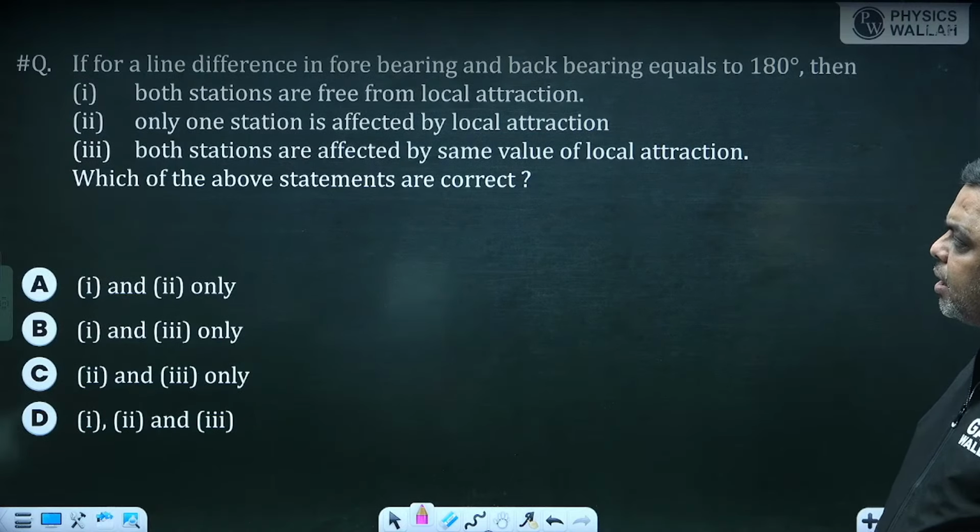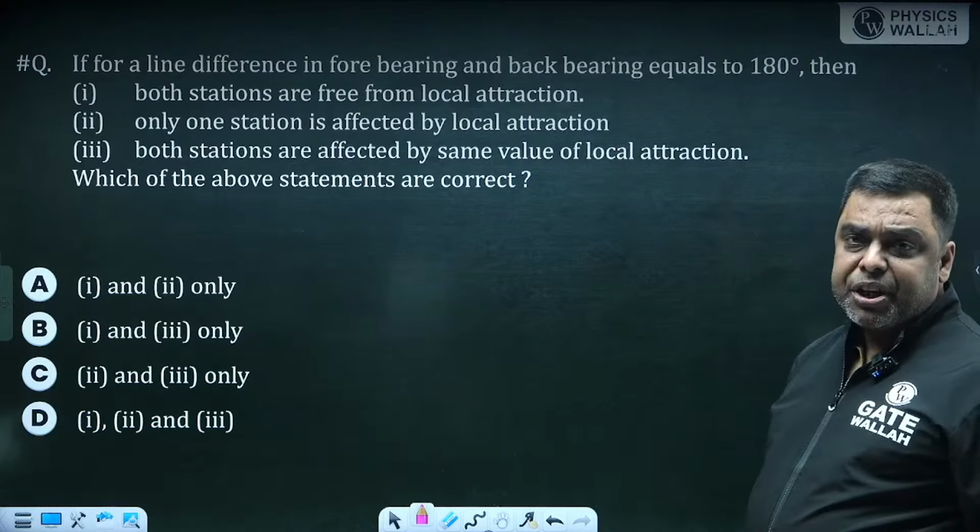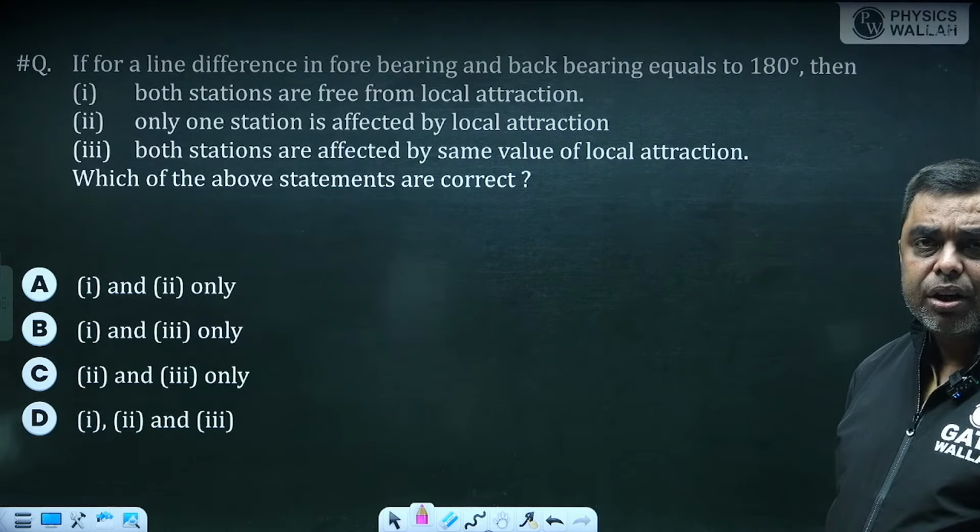Now guys, this one is a little bit tricky question, one of my favorite.